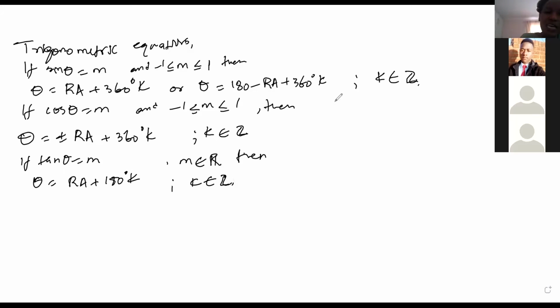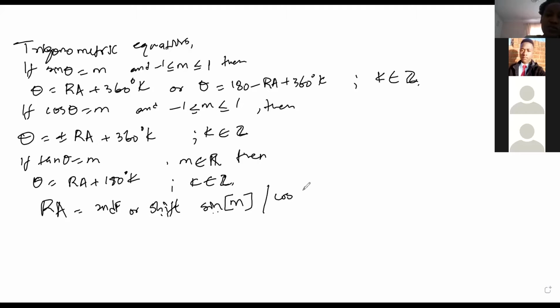Okay, and how do you get the reference angle? You use your calculator, whether you use the second function or the shift, then sine of that M. So shift sine of that M, or shift cos of that M, or shift tangent of that M.